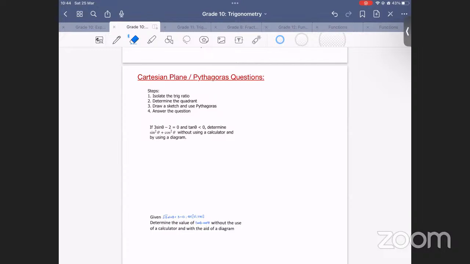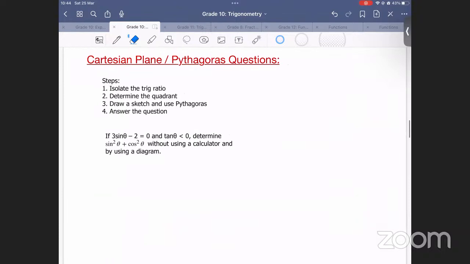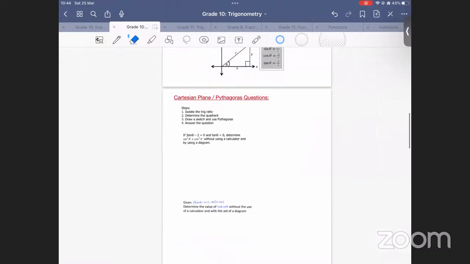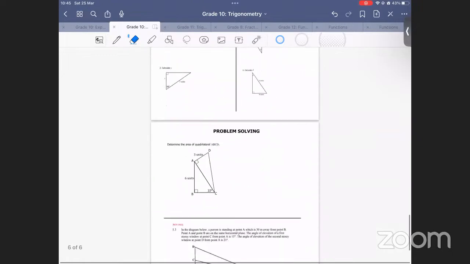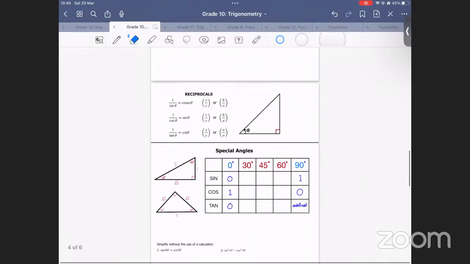Okay, so we're going to move on to Cartesian plane / Pythagoras questions. Very important for us to understand. It's going to stay with us all the way up until matric, and we need to clarify it now and get all the confusion out and understand it completely. With Cartesian plane questions, you can either draw the Cartesian plane or the Cartesian plane is given.